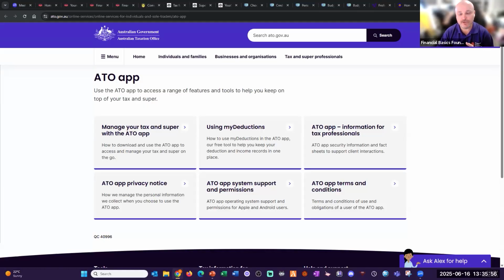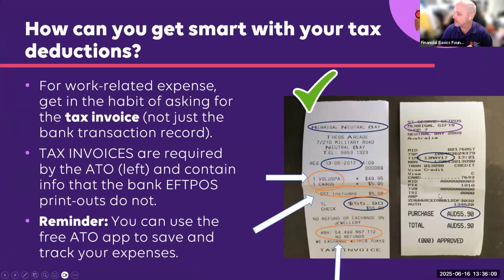So what's really critical, and where a lot of international students get tripped up, and this is one I want to make sure I am very clear on, is a lot of places by default will spit out one of these things on the right here, which is a record of the bank transaction, a record of that money spending that happened. But that's not a tax invoice. The one on the left is a tax invoice.